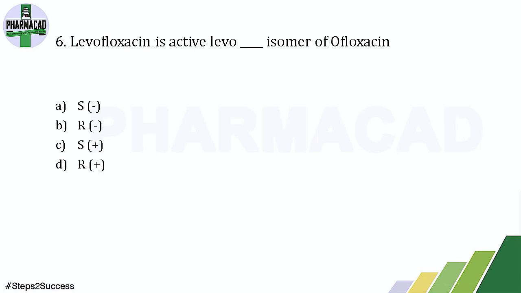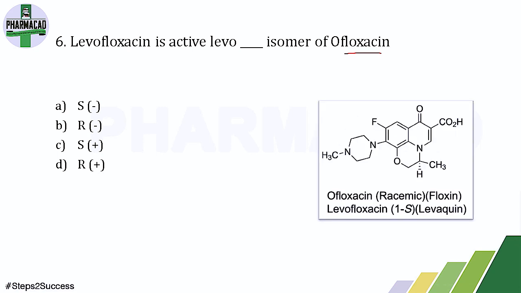Next question is, levofloxacin is an active levo isomer of ofloxacin. Okay, so remember levofloxacin is the levo form, but it is an S minus isomer of ofloxacin. So remember this structural point for levofloxacin: the S minus isomer is the active isomer of ofloxacin.